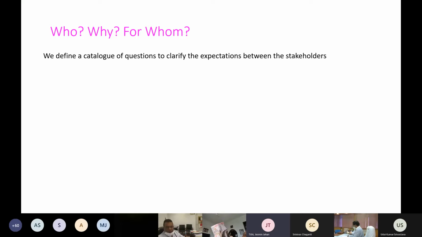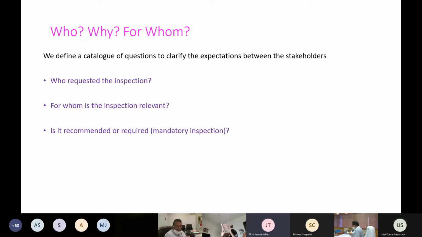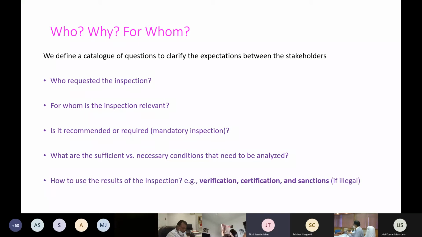Next, we define a catalog of questions to clarify the expectations of the stakeholders. For example, who requested the inspection? For whom is the inspection relevant? Is it recommended or required by a mandatory inspection, for example, by the government? What are the sufficient and necessary conditions that need to be analyzed? And also how to use the result of the inspection. Is it for verification? Is it for certification? Is it for sanctions?